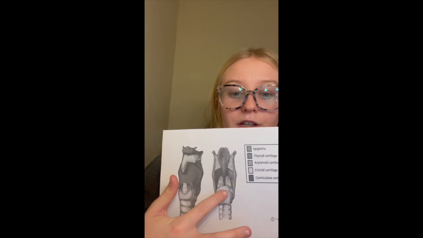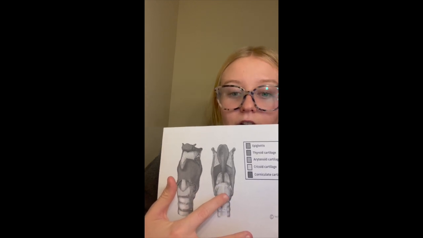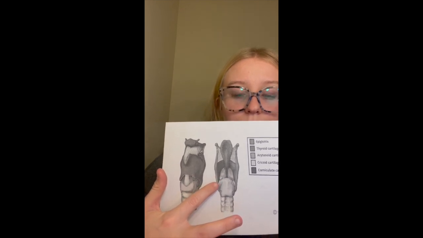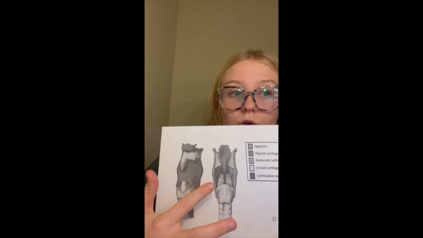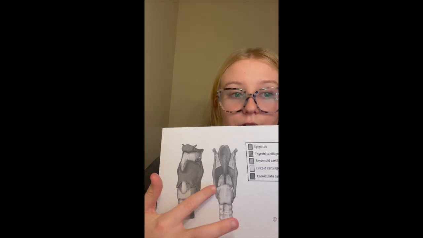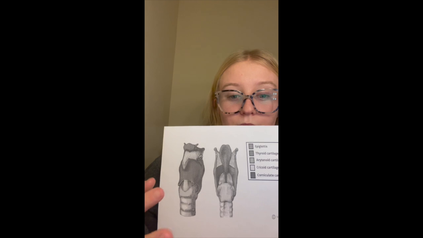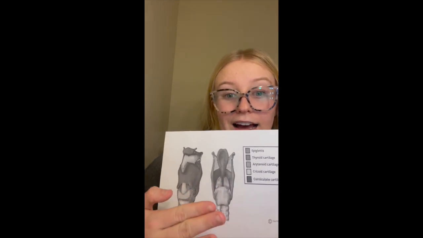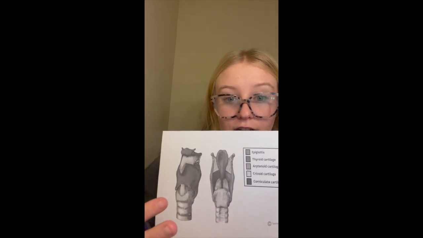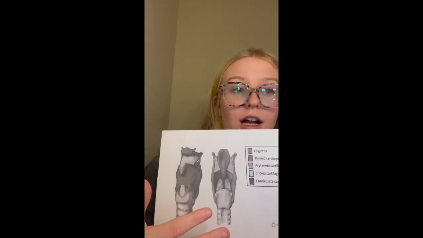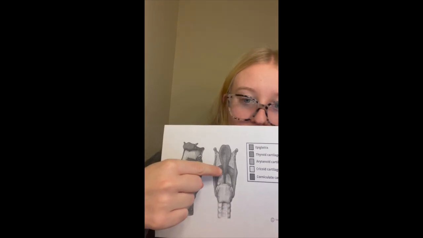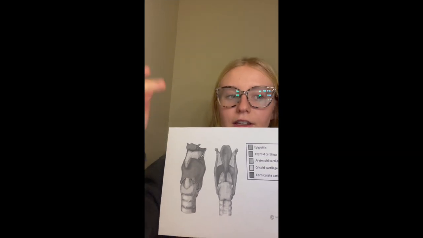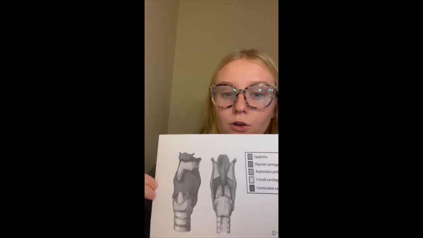The arytenoids are next up. It is a paired cartilage, so there's one here, there's one here, and they are the posterior point of attachment for the vocal folds. The landmarks to note are the muscular process and vocal process, and these rock and glide in order to allow us to adduct and abduct our vocal folds. Next up, we have the corniculate cartilage, which is right on the tip of the arytenoids. It's another paired cartilage, and it also aids in the fine adjustment of the vocal folds.